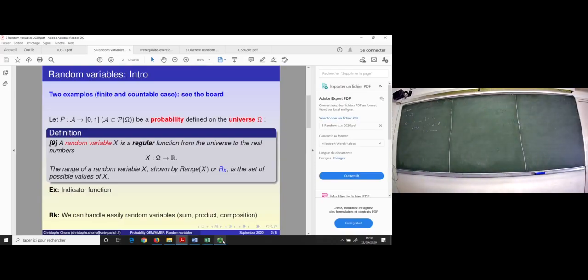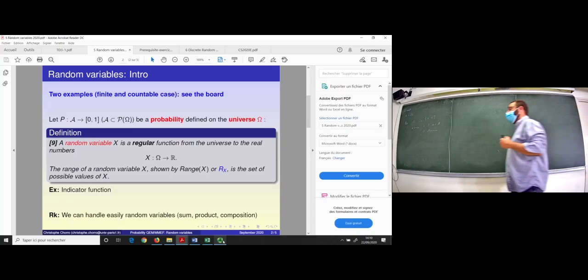So what you will have to keep in mind, once again, since I have a very, very large definition without specifying what this regularity is, the interest is that you will be able to do what you want with random variables. You can do sums of random variables, and you will obtain a random variable. You can do products of random variables, you will obtain a random variable. You can do compositions of random variables, and you will obtain random variables, and so on. So what you need to keep in mind is that with random variables, you can do what you want.